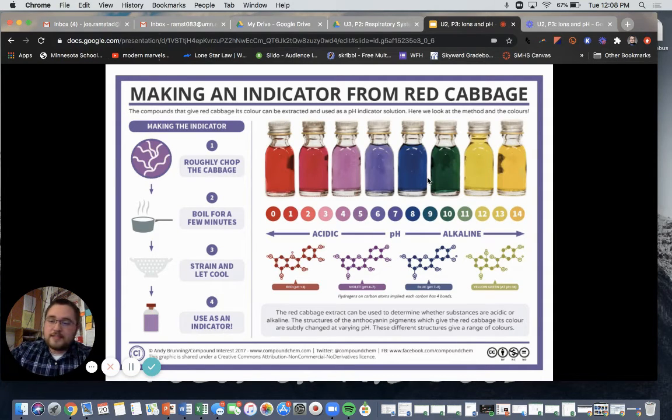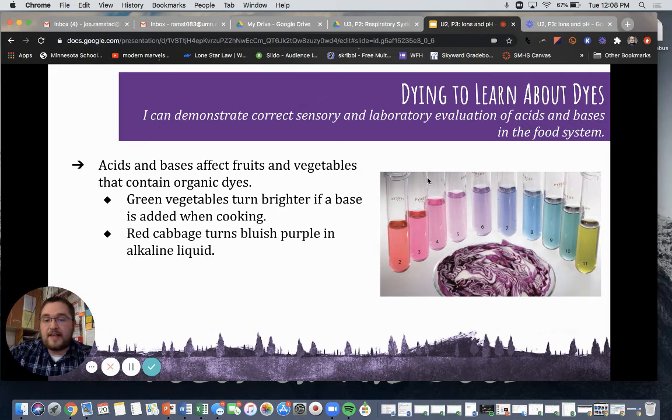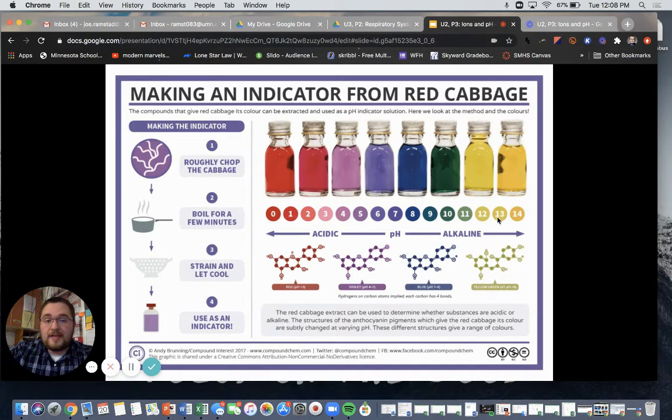You can pause this and take a look if you would like to look at this a little bit in more detail. But essentially, this diagram shows how we can make different indicator solutions using a red cabbage. Okay, because on the last slide, we saw that red cabbage turns bluish purple in alkaline liquid. Alkaline is another fancy word for base. So we can extract red cabbage and utilize it as an indicator of whether something is an acid or a base. So if you're interested, pause and take a look. You're not going to be held accountable for any of this information.